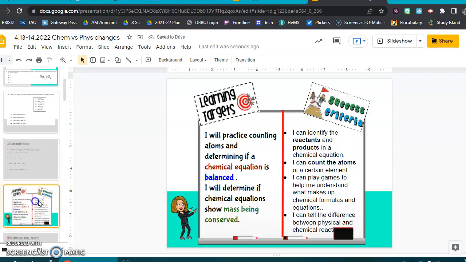Here are our objectives. I will practice counting atoms and determine if chemical equations are balanced. I will determine if the chemical equations show mass being conserved. What that means is that we have the same amount of elements in their atomic form on the left side as we do on the right. I can identify reactants and products in chemical equations. We just did that. I can count the atoms. We just did that. I can play games to help me understand what makes them up, and I can tell the difference between physical and chemical reactions.